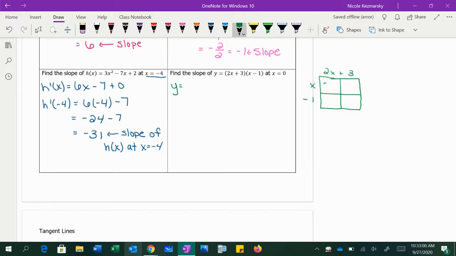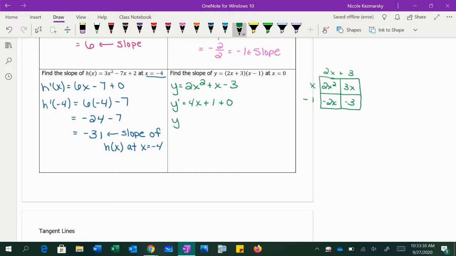So 2x times x is 2x squared. 3 times x is 3x. 2x times minus 1 is minus 2x. And 3 times -1 is -3. So I'm going to have 2x squared. The diagonal of that box are going to be like terms. They're going to combine and give me plus x and then minus 3. So then I'm going to take the derivative. So I'm going to say y prime equals, and I'm going to get 4x plus 1 minus or plus 0.